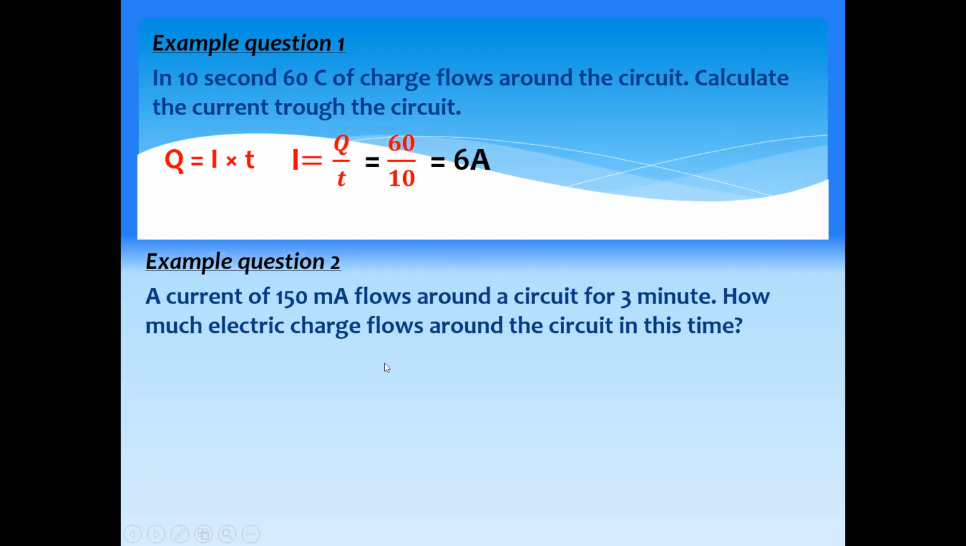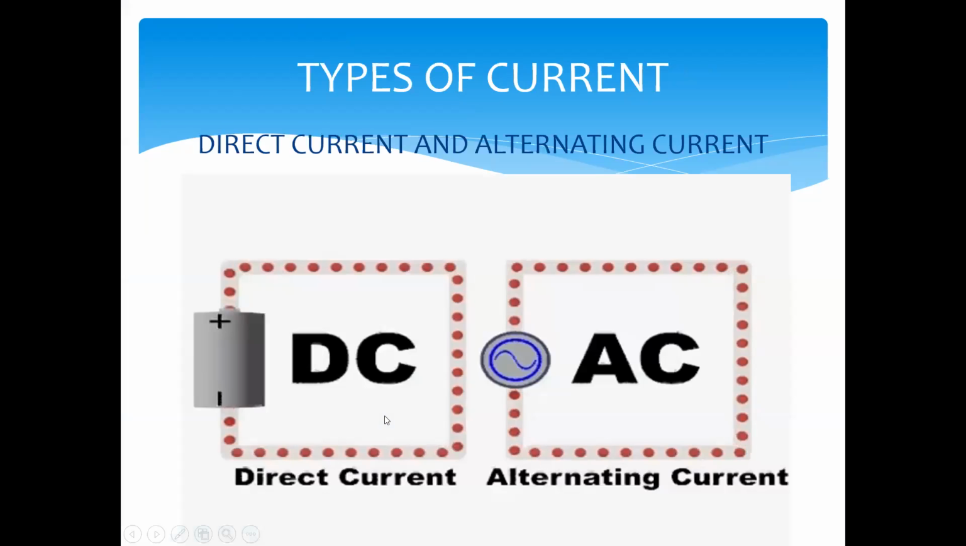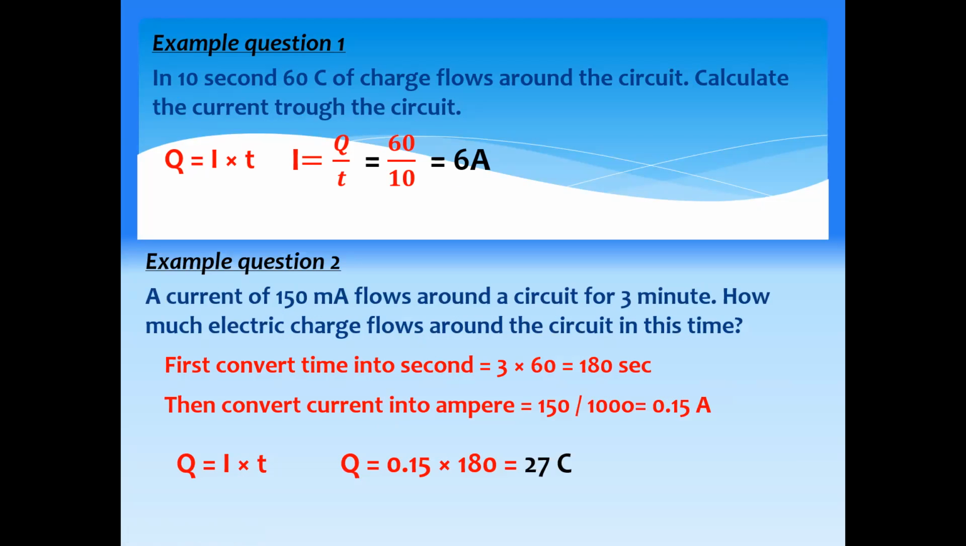The second question, the current is 150 milliampere, so we have to convert into ampere. And the time is 3 minutes, so we should convert into seconds. To get the total charge, it is current multiplied by time. So that is 0.15 times 180, which will give us 27 coulombs.